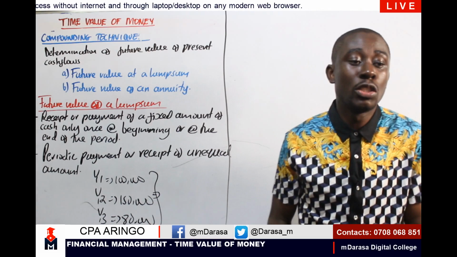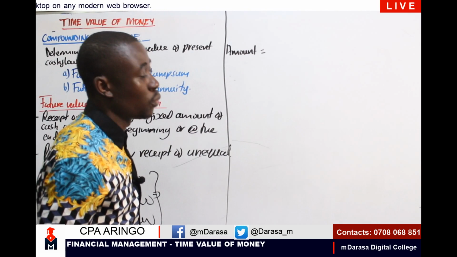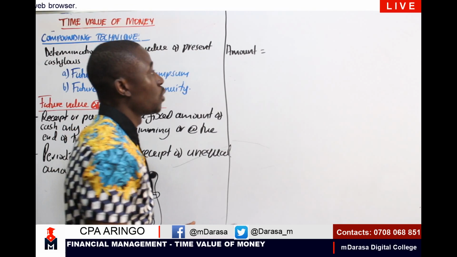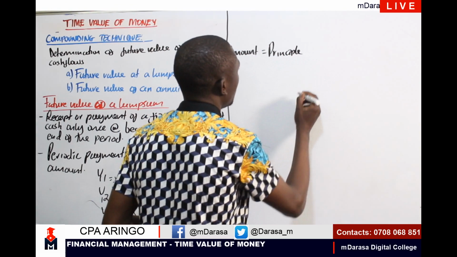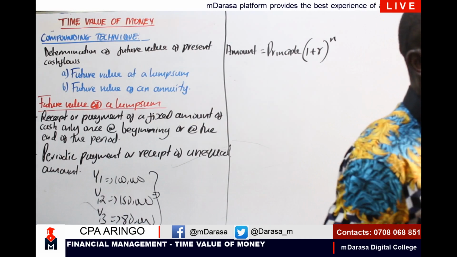If you can clearly recall, because if I asked right now you would start scratching your head: how are we determining the amount? To determine the amount I should have at the end, in simple compounding, I talk of my principal, which you multiply by 1 plus the rate that you are given, raised to the power n. That is what we used to refer to as simple compounding, if you can recall what you did at your basic level.